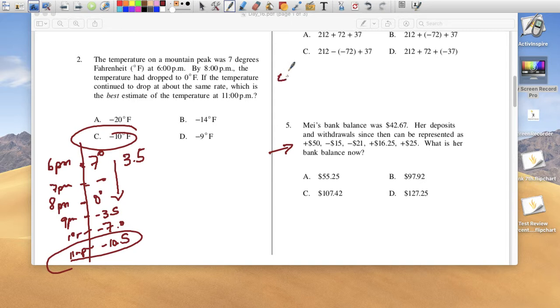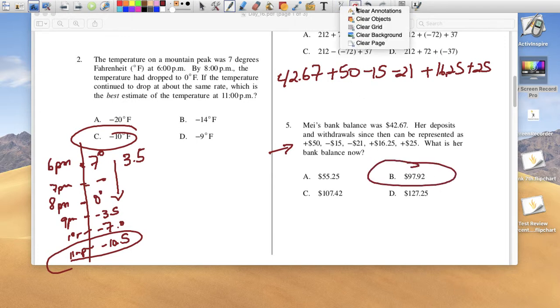So in your calculator, I would put this, then I would add 50. I would subtract 15. I would subtract 21. I would add 16.25, and then I would add another 25. So 42.67 plus 50 because she put in money. She's going to take out 15, and then she's going to take another $21. Then she's going to add 16.25, and then she's going to add 25. So her balance should be, if you do that correctly, 97.92.